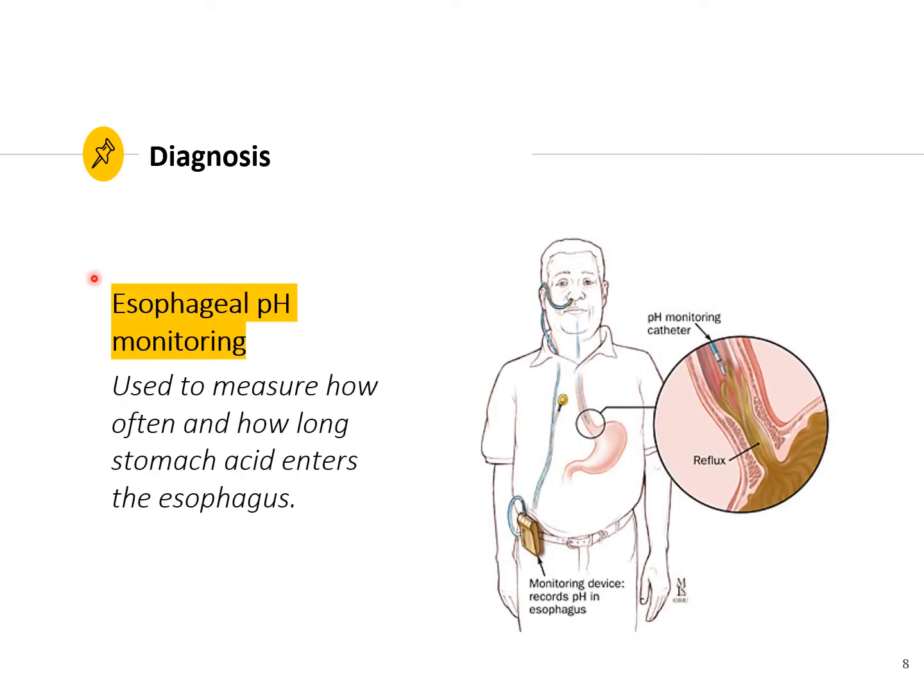Last but not least, we have esophageal pH monitoring. It involves the use of a monitoring device, literally as the name says. A monitor here is inserted into the esophagus to learn if and when the stomach acid enters the esophagus, and it's recorded here in the monitoring device.